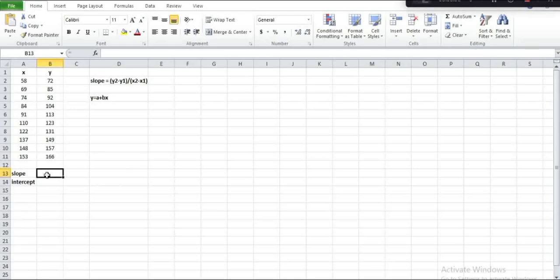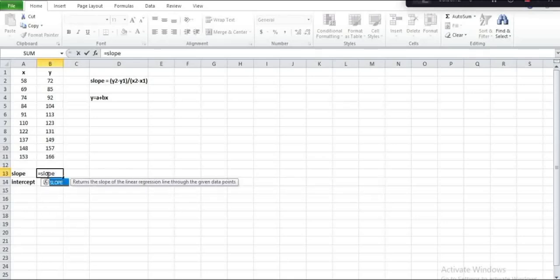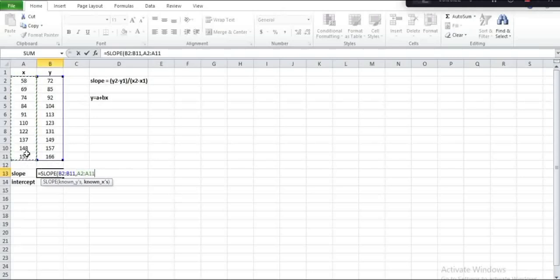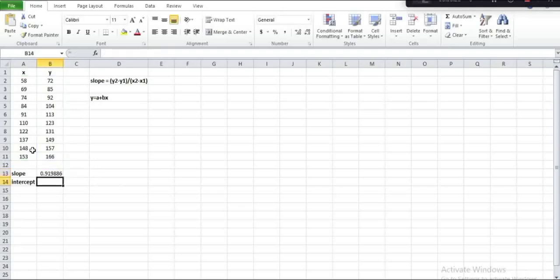To find slope, write =SLOPE. For known y values, select B2 to B11. Insert comma. For known x values, select A2 to A11. Close the bracket and hit enter. We can also calculate the slope using the formula, that is y2 minus y1 divided by x2 minus x1.